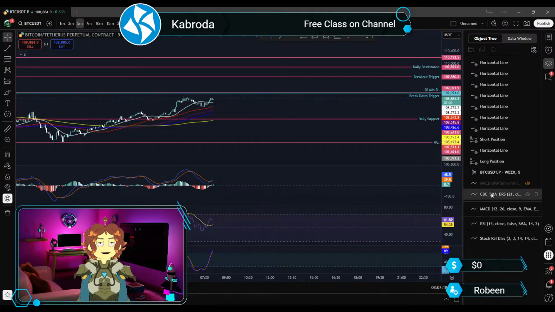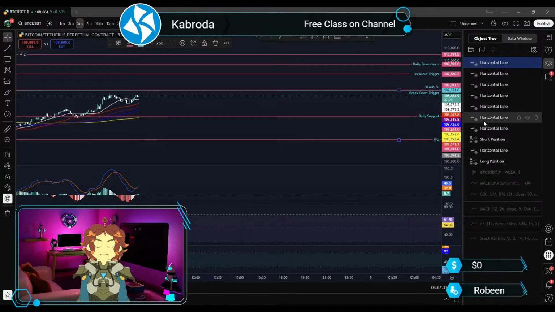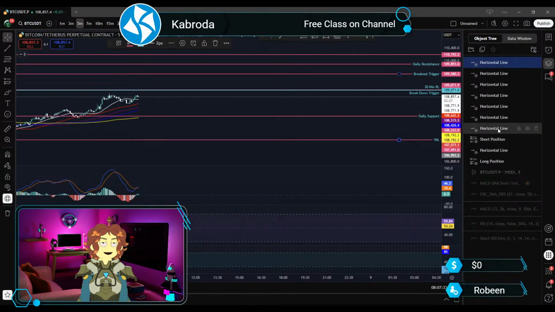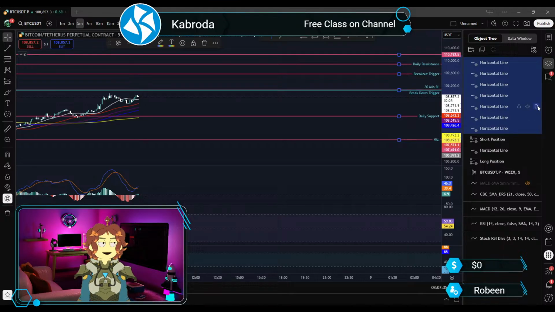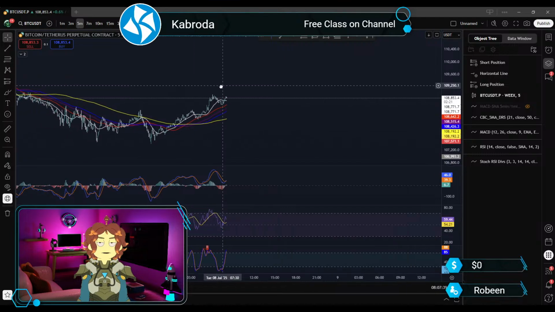Down here is indicators. Anywhere with lines in between, that's an indicator. Above that, you can see I have a bunch of different things. I have my lines from the last time we did a live stream, but I'll go down, click this, and just delete all of these. Boom, just like that, and you can see they're all gone.